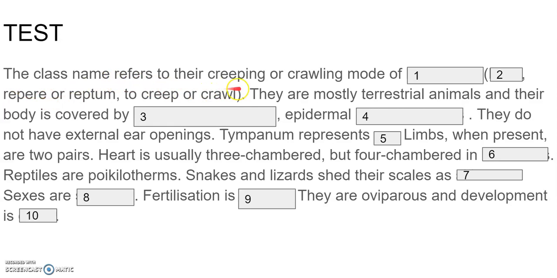The class name refers to their creeping or crawling mode of what? What is missing here? The dash: Latin repere, reptum, to creep or crawl. They are mostly terrestrial animals and their body is covered by an epidermal dash, and they do not have external ear opening. Tympanum represents what? Limbs when present are two pairs. Heart is usually three-chambered and four-chambered heart is found in. And reptiles are poikilotherms. Snakes and lizards shed their scales as. And sexes are, fertilization is, development is.